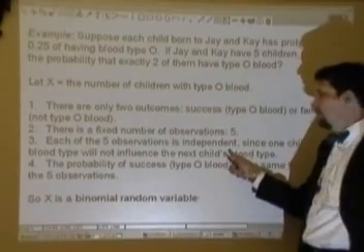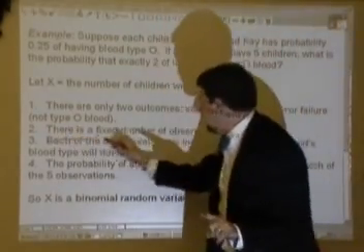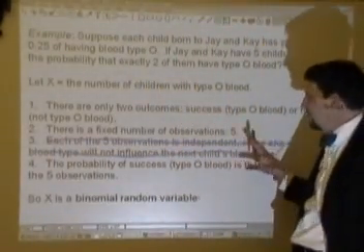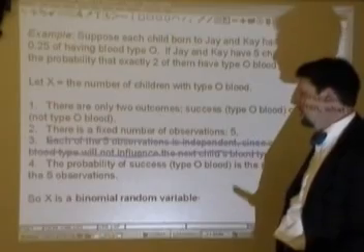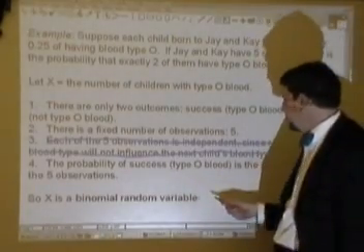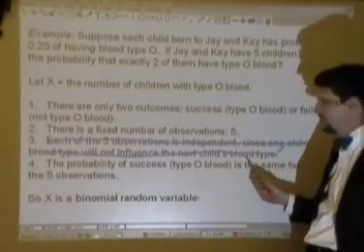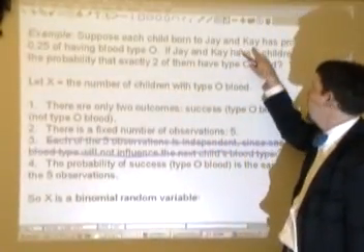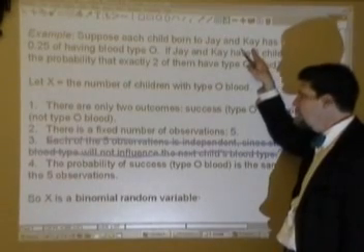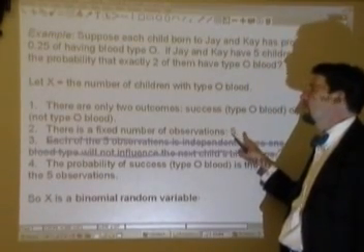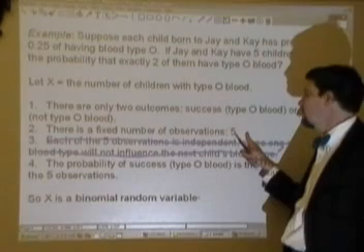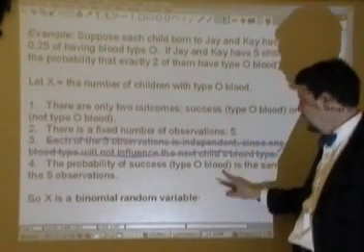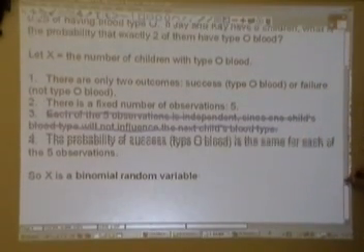Condition number 3, we are going to have our sample be less than 10% of all children. Yes, okay. The probability of success, type O blood, is the same for each of the 5 observations. It's going to be the same for each of the 5 kids as long as J and K are still their parents. And then here's the thing that makes it binomial specifically. There is a fixed number of observations, 5. They're going to have 5 kids. Okay? So we've got a binomial random variable.